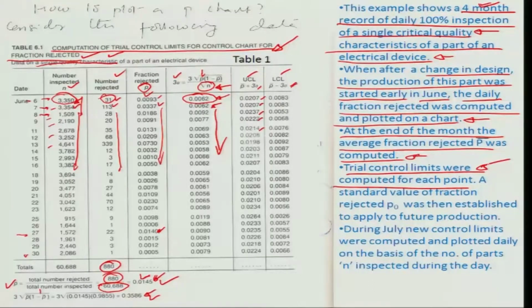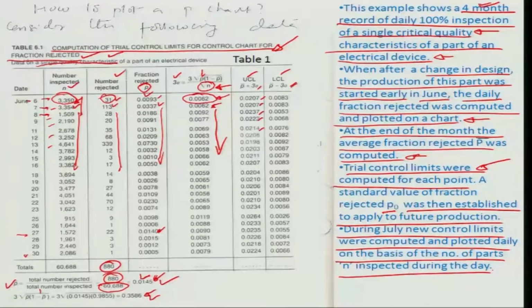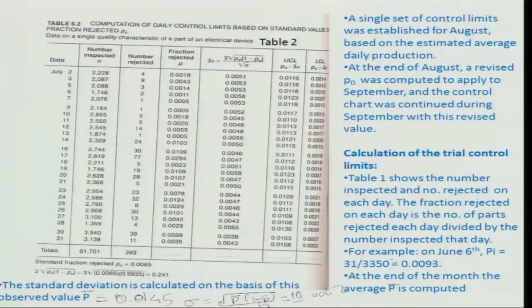A standard value of fraction rejected P0 was then established to apply to the future production, and during July new control limits were computed and plotted daily on the basis of the number of parts inspected during the day. So, let us look at how this control limit is established.